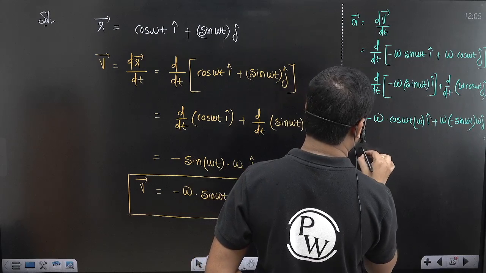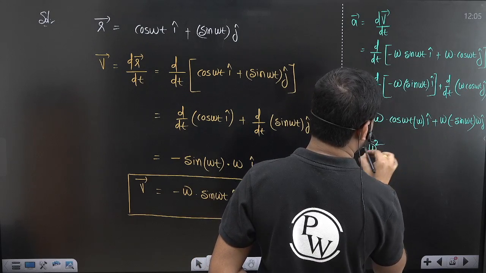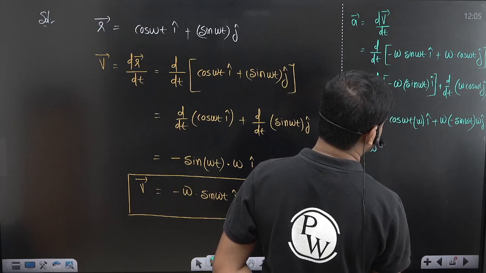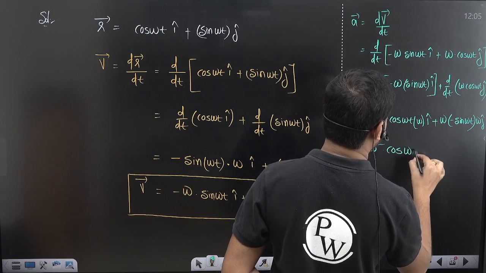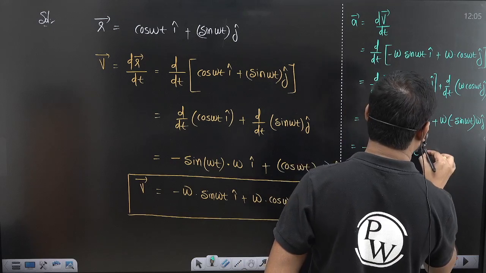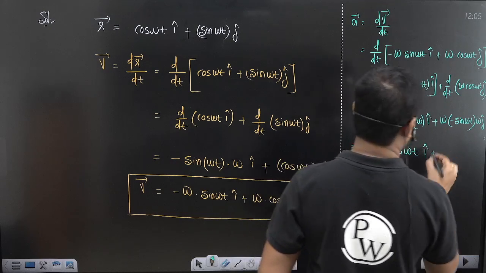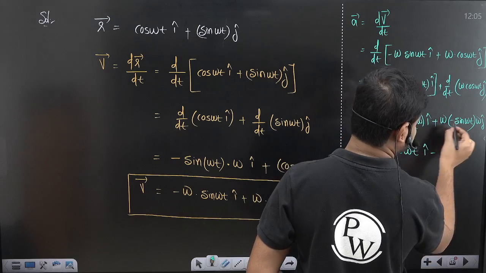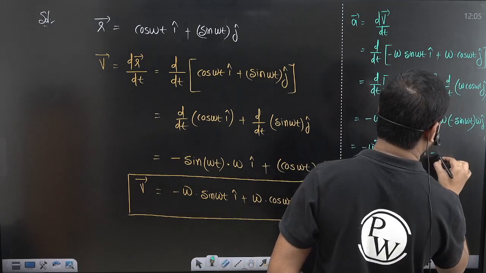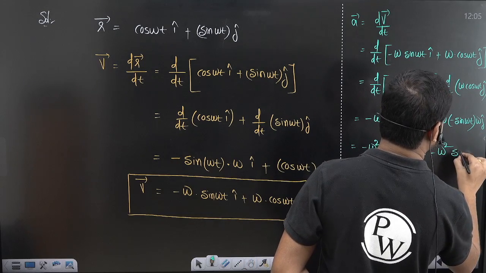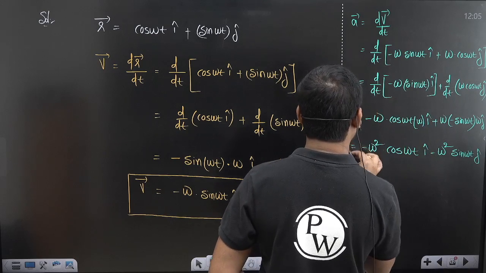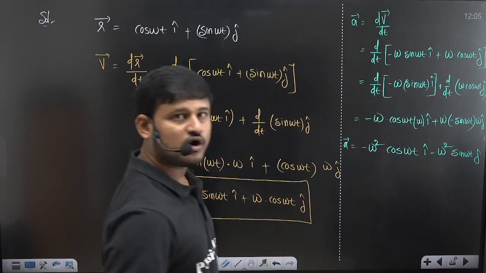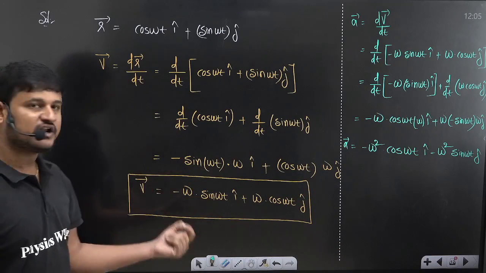So from here I can write minus omega square cos omega t I cap plus, plus into minus, so here again minus omega square sine omega t j cap. So this is the acceleration vector. So we have got the acceleration vector and we have got the velocity vector.